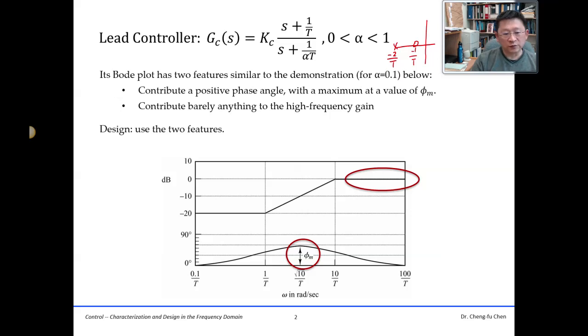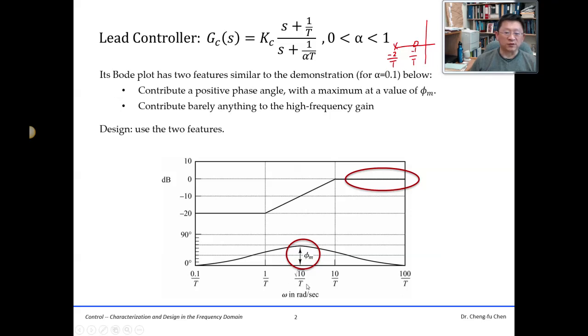And if you draw the Bode plot, at the lower portion here, for these functions, this is the magnitude, and this is the phase angle. The lead controller has a positive phase. So here we talk about basically two features. One is to contribute a positive phase angle. The maximum is this number here, and we're going to formulate it later.